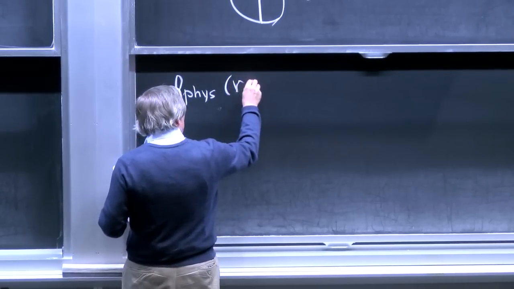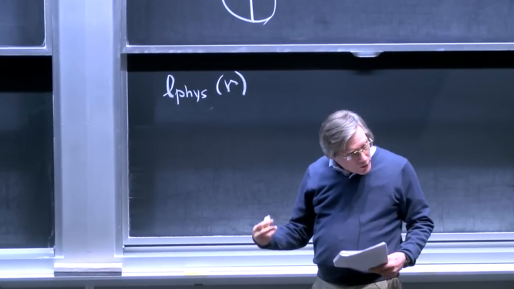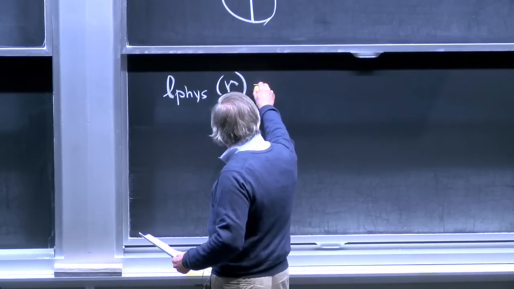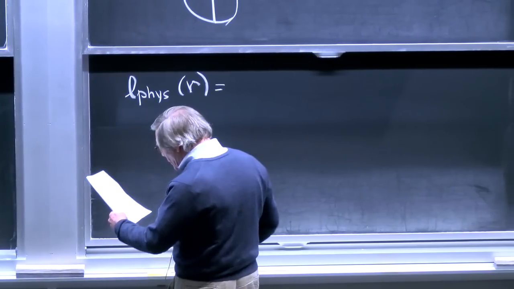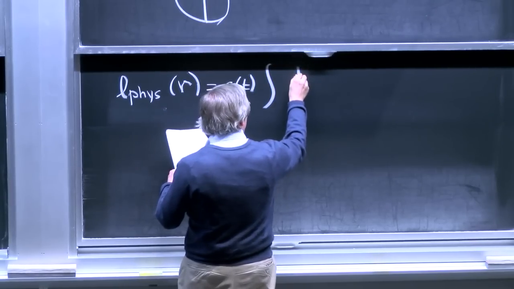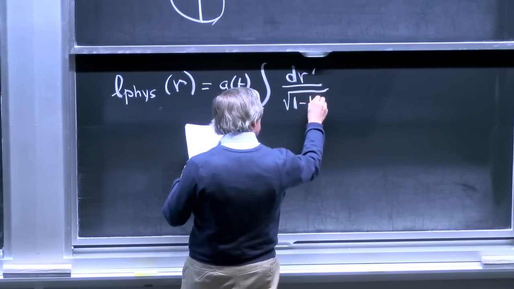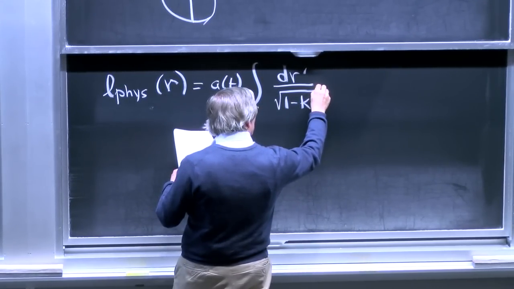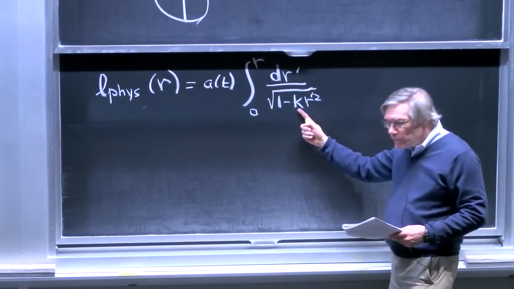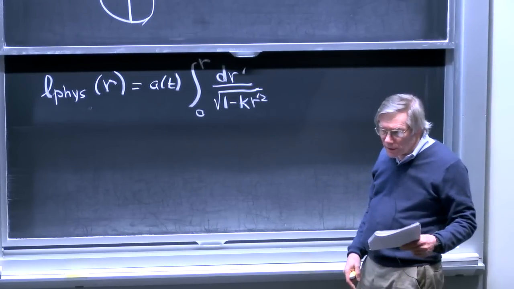We can calculate the physical distance from the origin to the radius r. And we get that just by integrating the metric. The metric tells us what the actual physical length is for any infinitesimal segment. That's what the metric meant in the first place. So the integral that we'd be doing, have an a of t out front, and then we'd be integrating dr prime over the square root of 1 minus k r prime squared from 0 up to r. Remember, k is negative. So this is a positive quantity under the square root. It's not going to cause any problems by vanishing on us.